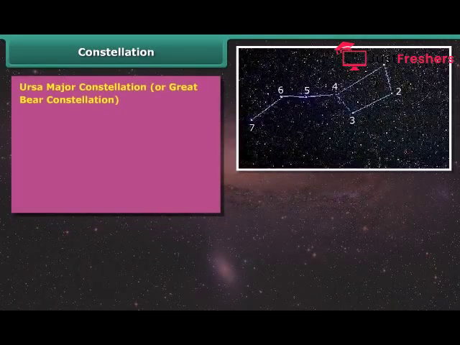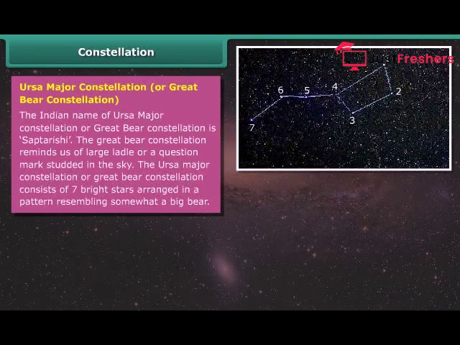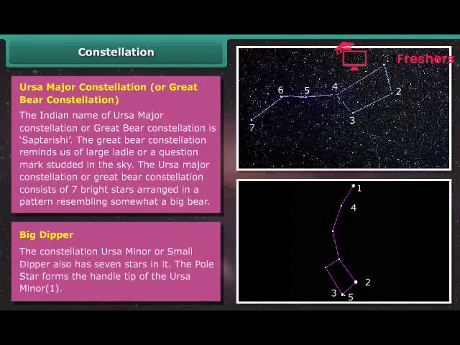Ursa Major constellation or Great Bear constellation. The Indian name of Ursa Major is Saptarishi. The Great Bear constellation reminds us of a large ladle or a question mark studded in the sky. The Ursa Major constellation consists of 7 bright stars arranged in a pattern resembling somewhat a big bear. The constellation Ursa Minor or Small Dipper also has 7 stars in it. The pole star forms the handle tip of the Ursa Minor.